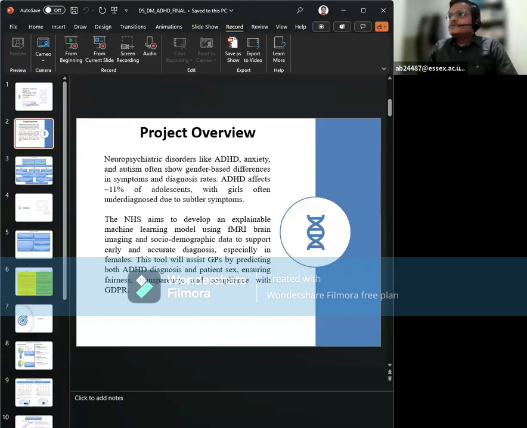The project overview. This project supports the NHS efforts to build an explainable machine learning tool using fMRI and socio-demographic data. The goal is to help GPs make early and accurate ADHD diagnoses, especially for females who are often underdiagnosed due to milder symptoms.